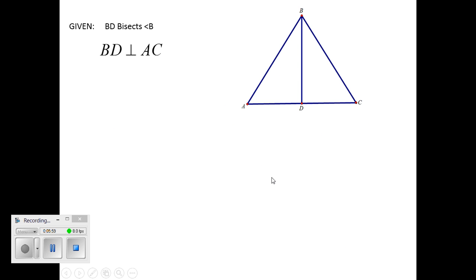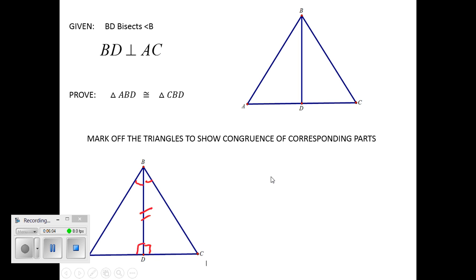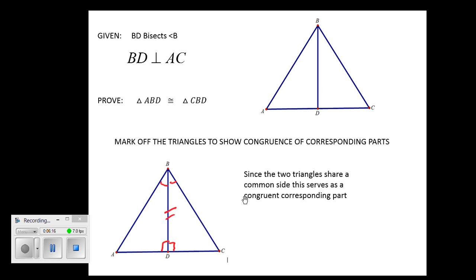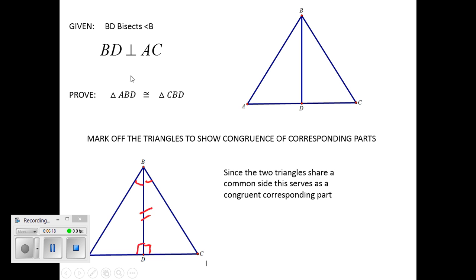Let's go through a couple proofs. We're going to start with this statement: BD bisects angle B, and we also have that BD is perpendicular to AC. We want to prove that ABD and CBD, that is the left and the right triangles, are congruent.